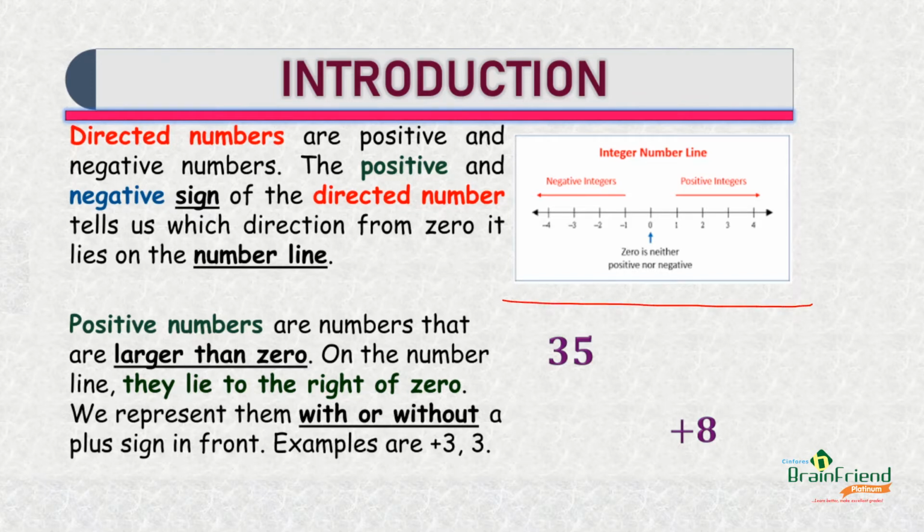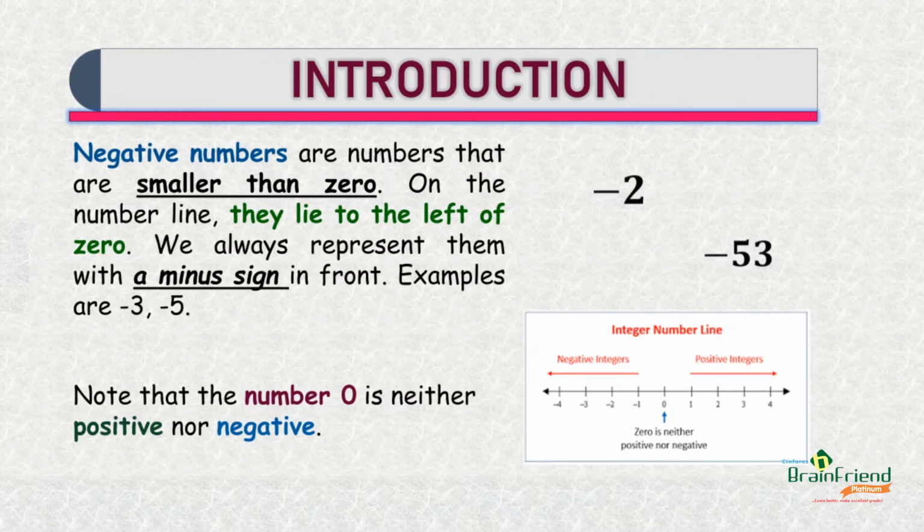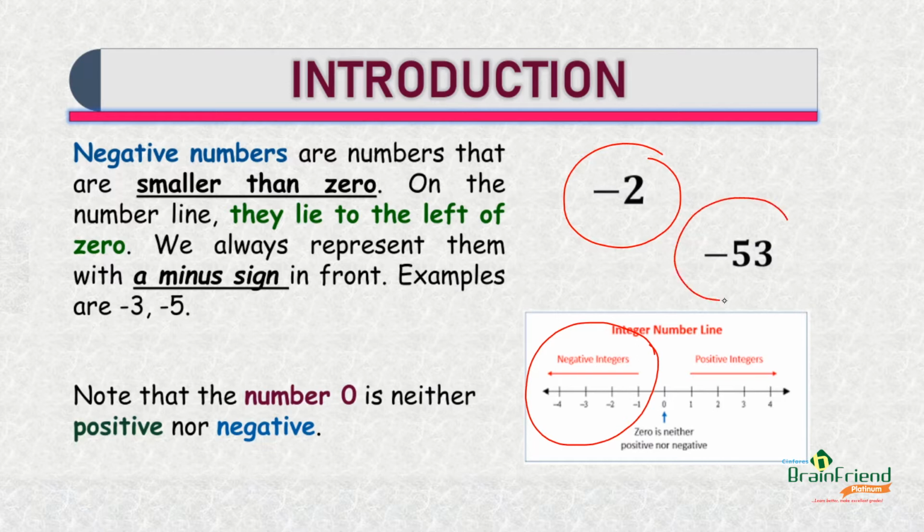Positive numbers are numbers that are larger than 0, and they are found on the right-hand side of 0. They are represented with or without the plus sign in front of them. Example, 35 is a positive number and plus 8 is a positive number. Negative numbers are numbers that are smaller than 0, and they are found on the left-hand side of 0. Now, we always represent the negative numbers with a minus sign. Examples, -2 and -53. Note that the number 0 is neither positive nor negative.